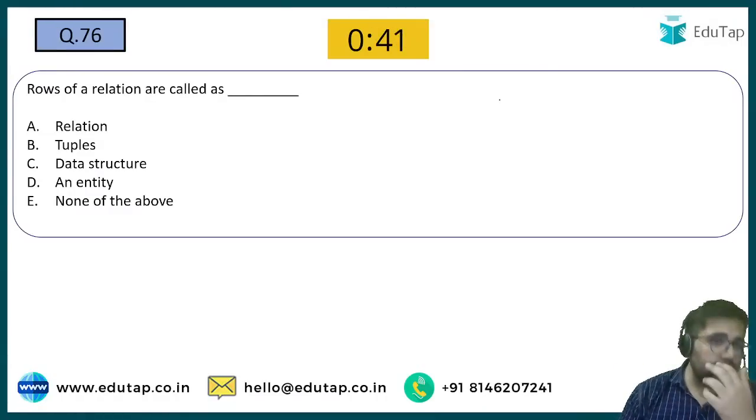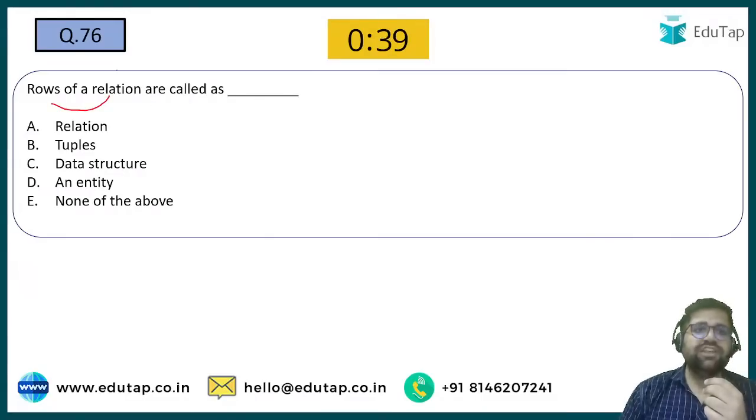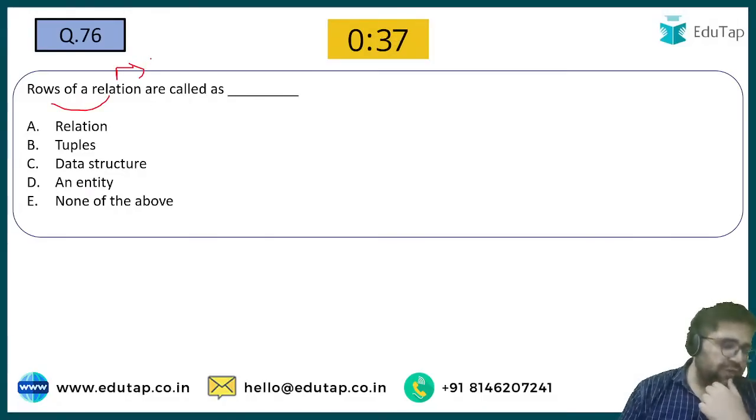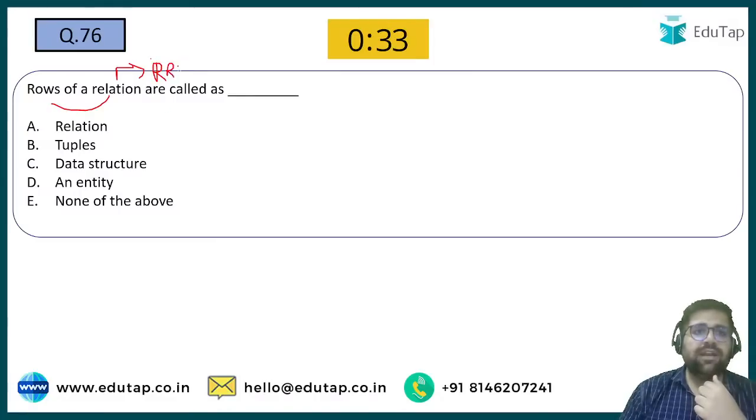But right now, rows of a relation. Rows of a relation are known as what? Yes, remember the acronym RRT: records, rows and tuples. So the answer will be tuples.